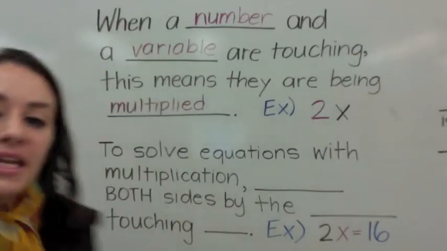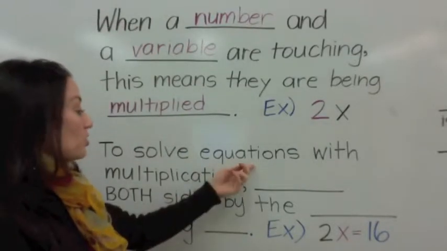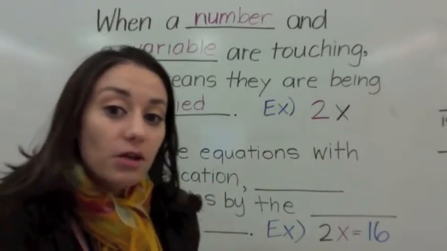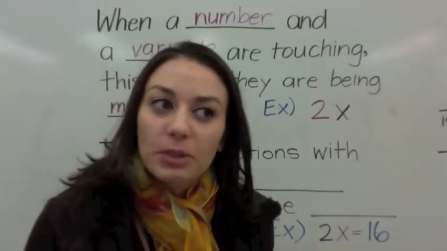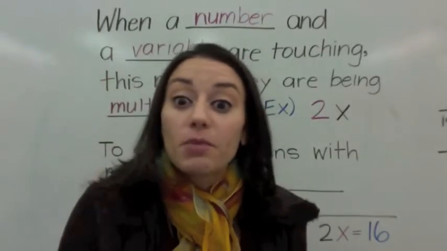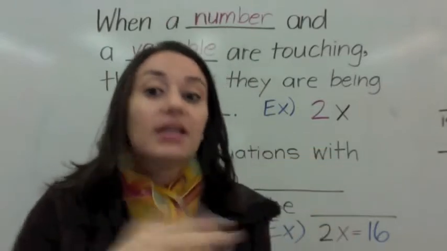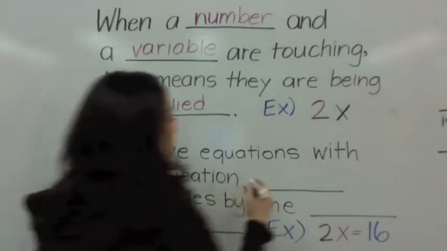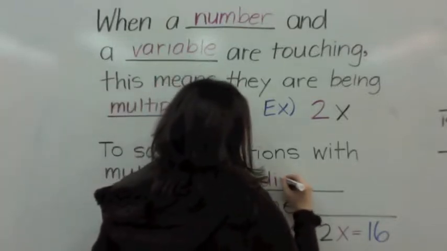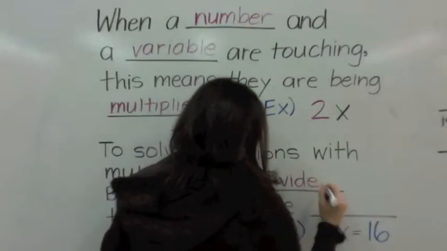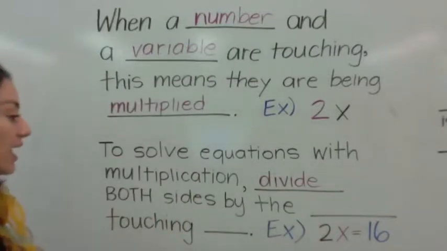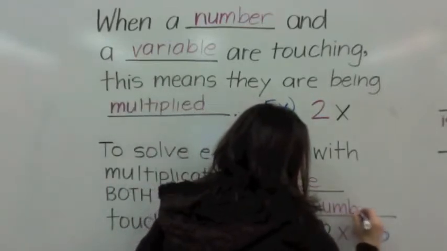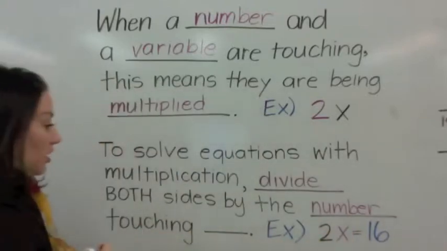All right, so now in order to solve equations with multiplication, you have to do the opposite of multiplication. What is the opposite of multiplication? The opposite of multiplication is division. So when you solve equations with multiplication, you have to divide both sides by the number touching x.